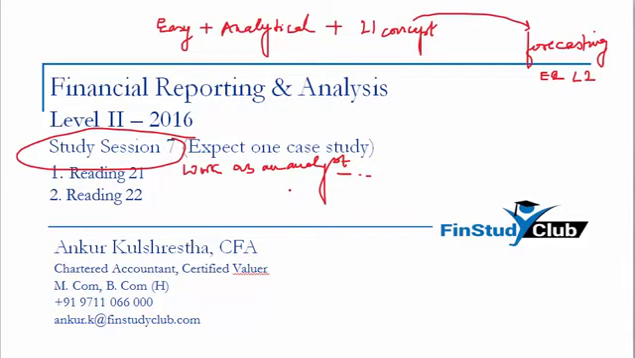So the study session has got two readings basically. Some substance out of the two is common, but I would like to treat them pretty separate. Reading number 21, which talks more about the earnings quality, and reading number 22, which is talking more about the techniques of analysis, which is basically the full case that they've taken, and they've analyzed different ratios out of that. So we will follow the same pedagogy pretty much, the same sequence.